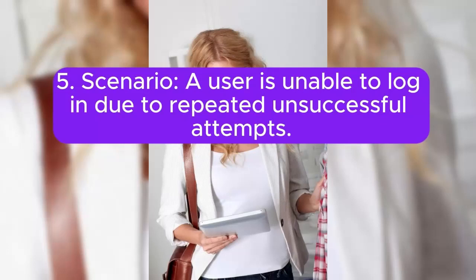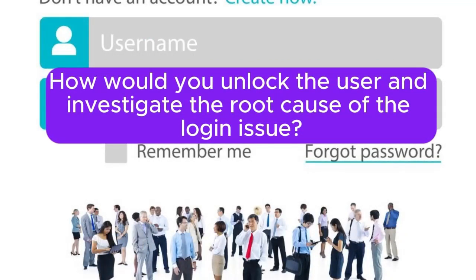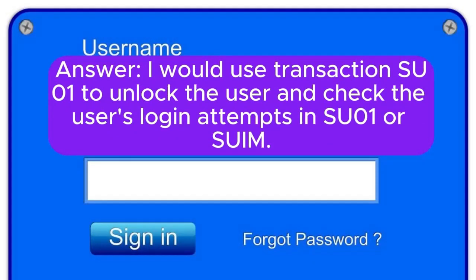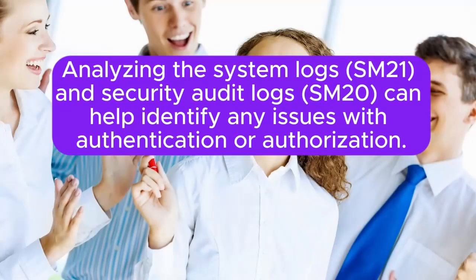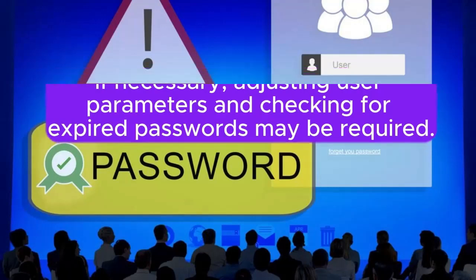5. Scenario: a user is unable to log in due to repeated unsuccessful attempts. How would you unlock the user and investigate the root cause of the login issue? Answer: I would use transaction SU01 to unlock the user and check the user's login attempts in SU01 or SUIM. Analyzing the system logs SM21 and security audit logs SM20 can help identify any issues with authentication or authorization. If necessary, adjusting user parameters and checking for expired passwords may be required.